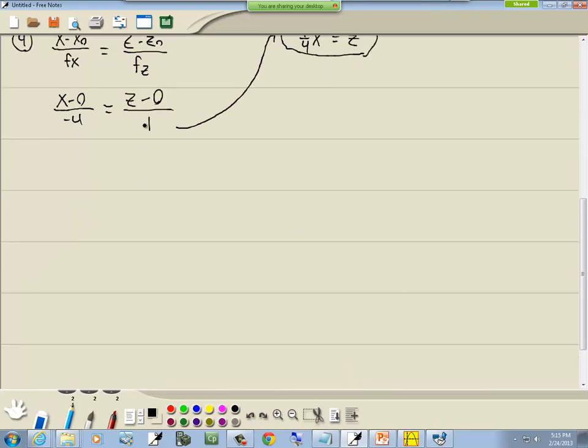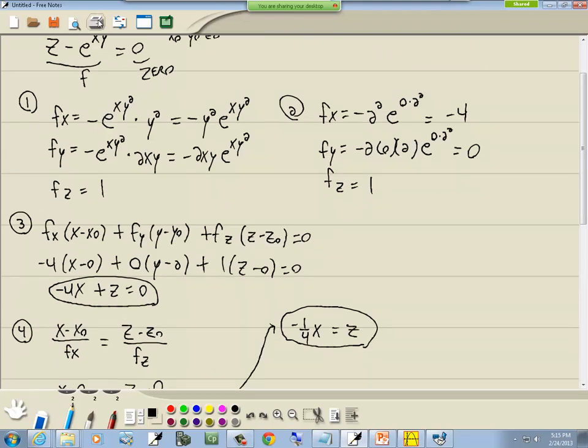And let me save. Well, do I have room? I might have room. Nah, I'll save it.